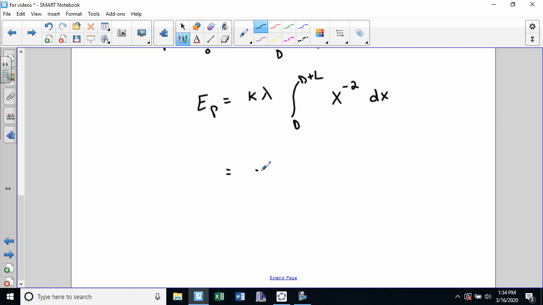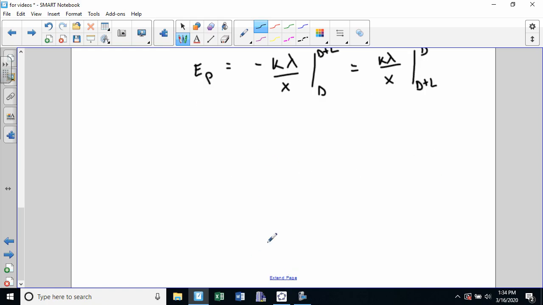So we end up with a negative out in front, negative k lambda x to the negative 1, or that is 1 over x. And I need to evaluate that from d to d plus L. But one thing I'm going to do, just a little trick, I'm going to take care of that negative by flipping my integration bounds. So I'm going to call this k lambda over x from d plus L to d. And that takes care of the negative that was in front.